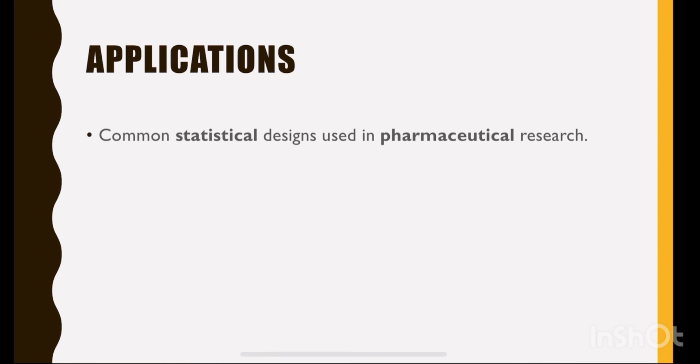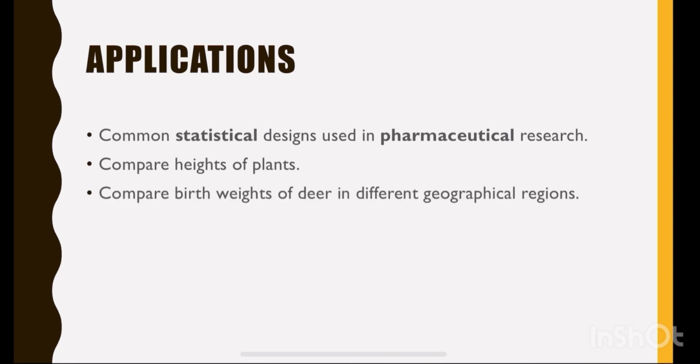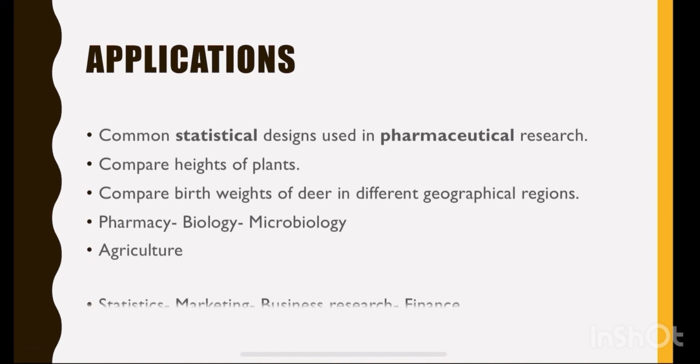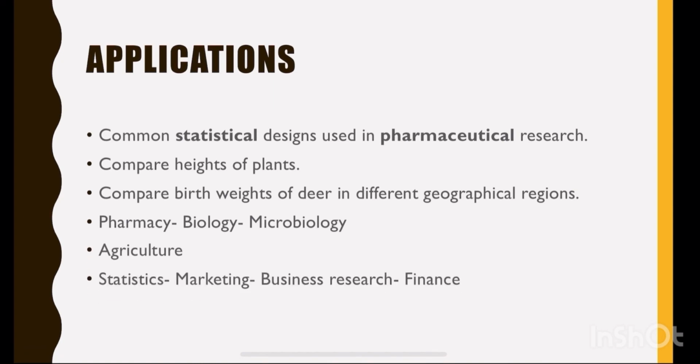Applications of ANOVA. It is a common statistical design used in pharmaceutical industries. Compare heights of plants. Compare birth weight of deer in different geographical regions. Pharmacy, biology and microbiological fields. Agriculture fields. Statistics, marketing, business research, finance, mechanical calculations, etc.